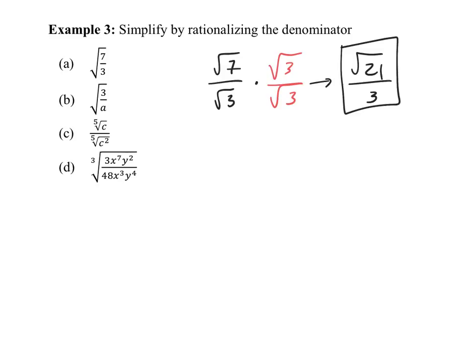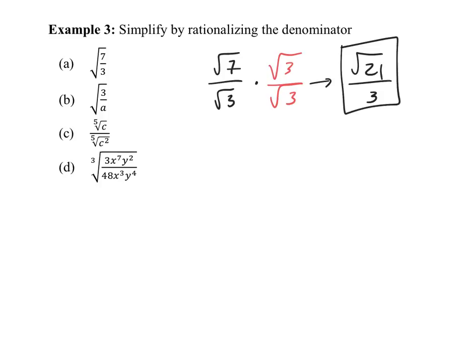Can 21 be broken up into anything? No. And the bottom is root 9, which becomes 3. That cannot be broken up any further. So you leave your answer like this. But this is now considered to be in what we call rationalized form. When you hear rationalize the denominator or rationalize the expression, this is what we are referring to.